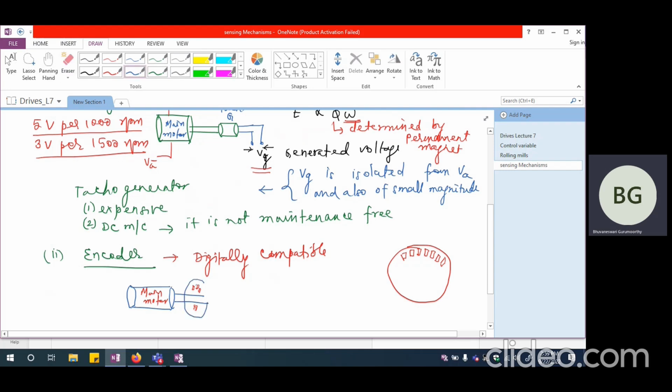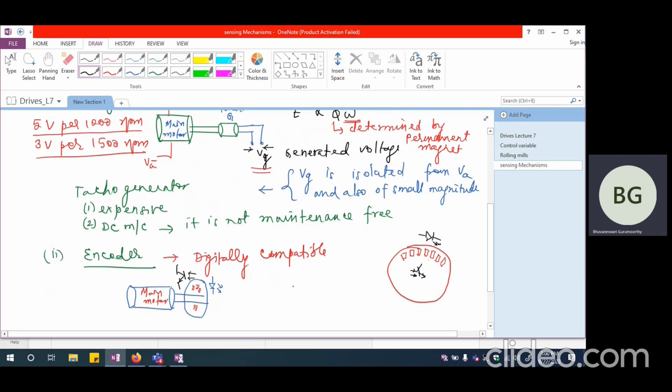So this is the disk. And I'm going to have an LED on one side, which is actually emitting light. And on the other side, I'm going to have a photo transistor, on whose base the light is going to fall. So I can have the photo transistor on the other side like this, in whose base the light is going to be falling.